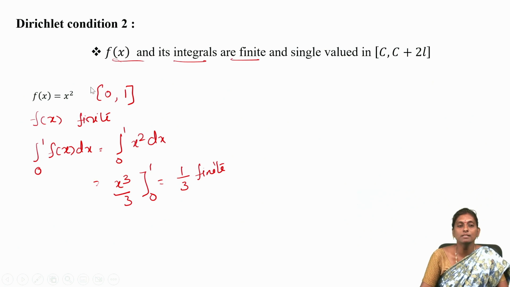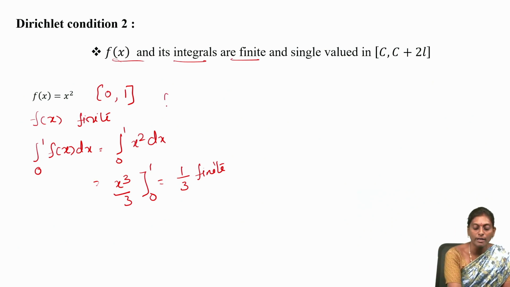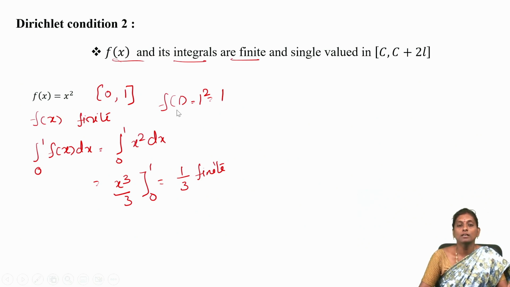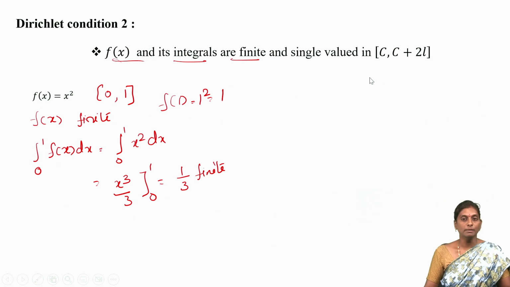single. It means you consider f of 1, 1 square, the output is 1. So it only maps the domain to the range as a single value. The function is called a single-valued function. So this f of x is equal to x square satisfies Dirichlet condition number 2 in the interval 0, 1.